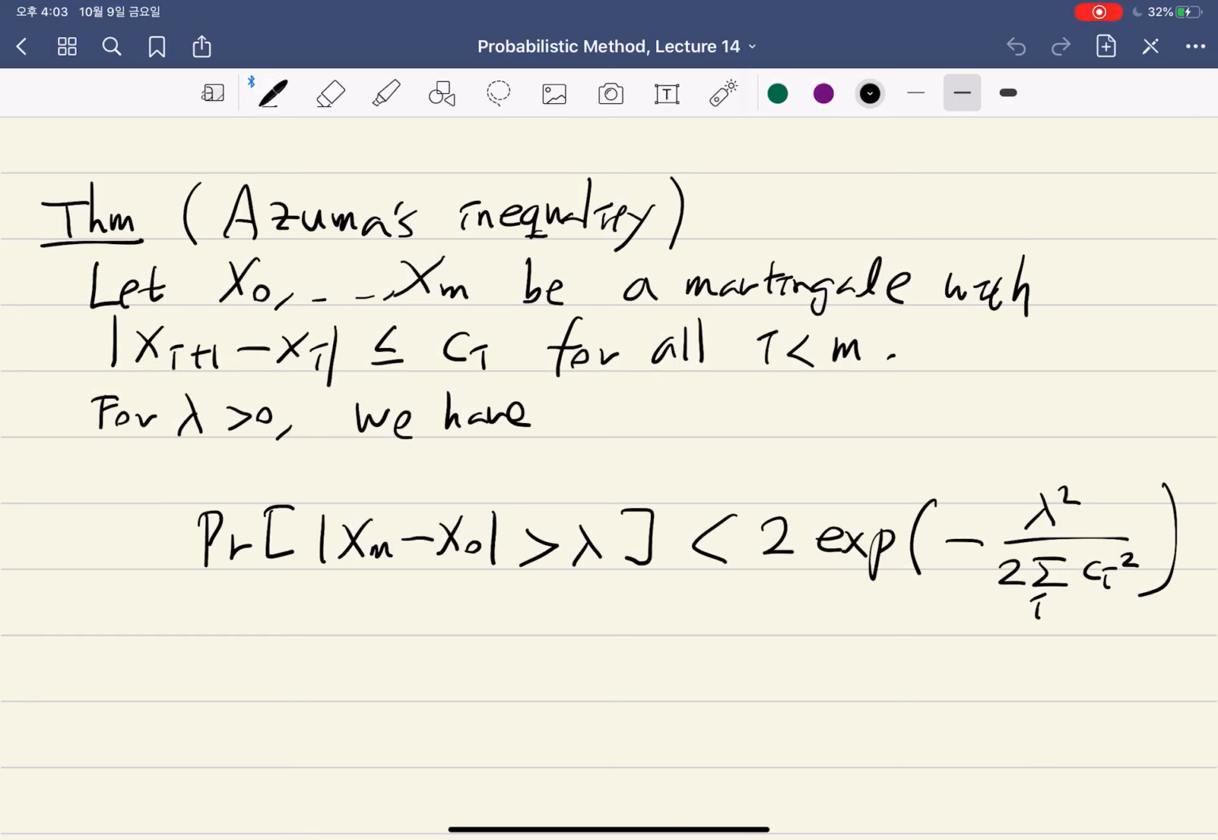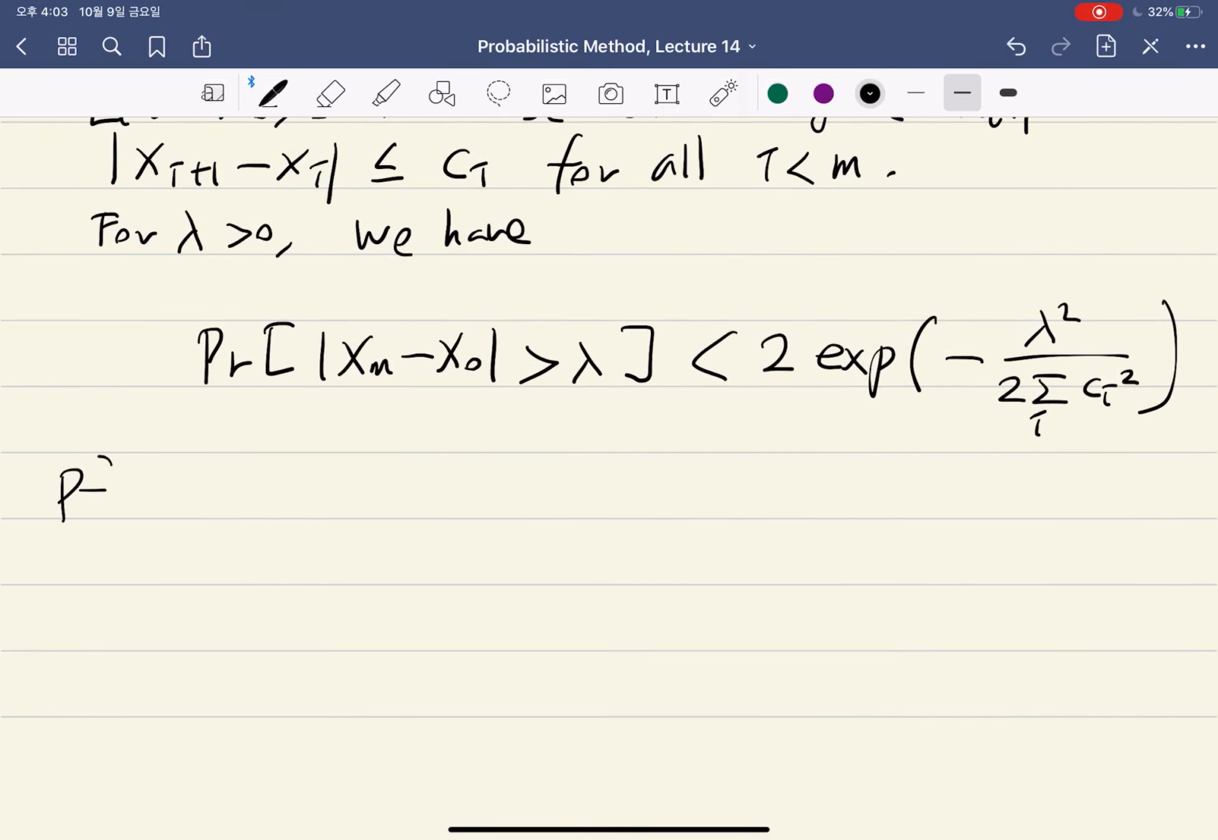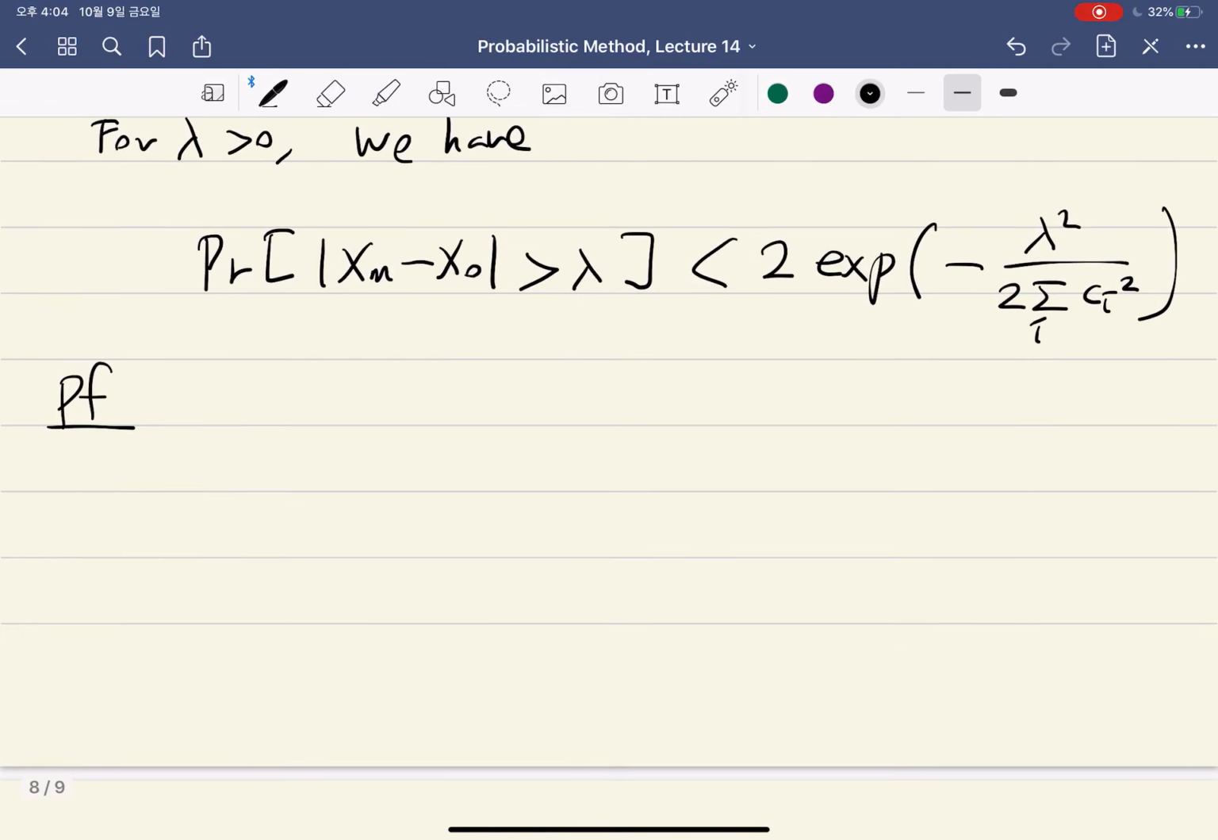So let's prove Azuma's inequality. Again, we want to consider the exponential function. Take the exponential function on this random variable, and apply Markov's inequality there. That's what we want to do. For that, let's collect some claim.